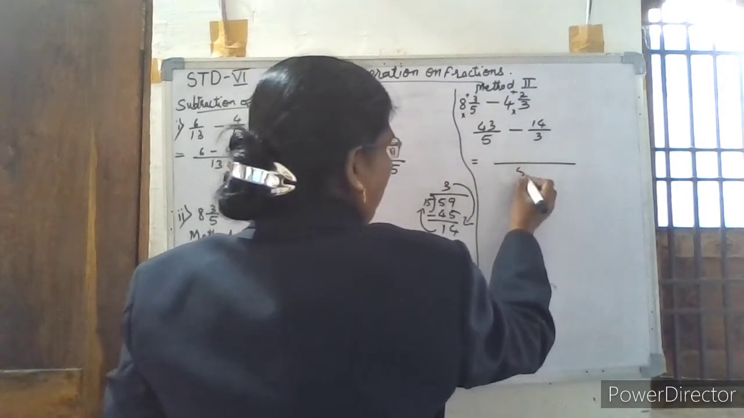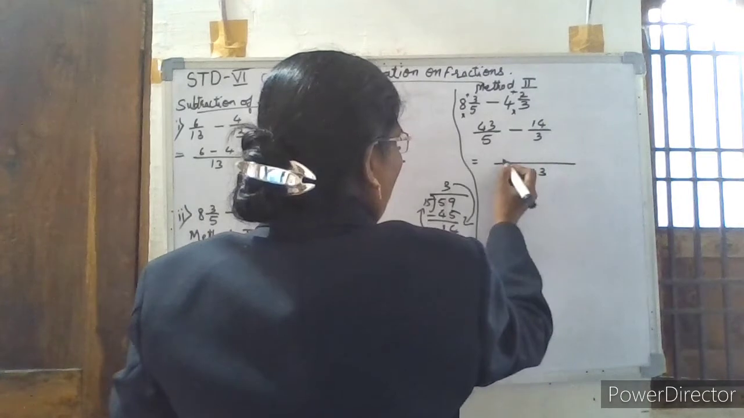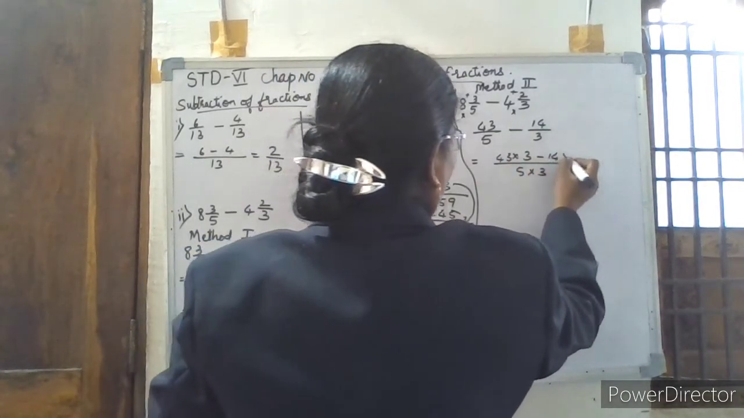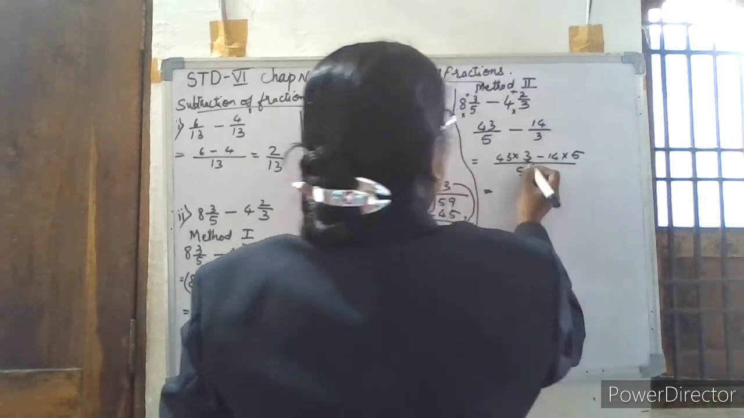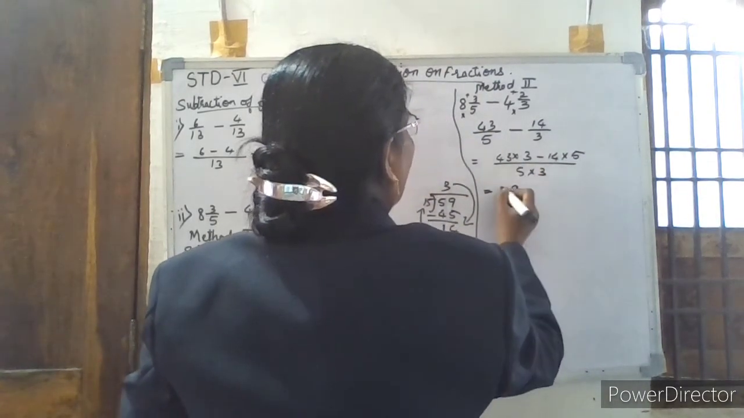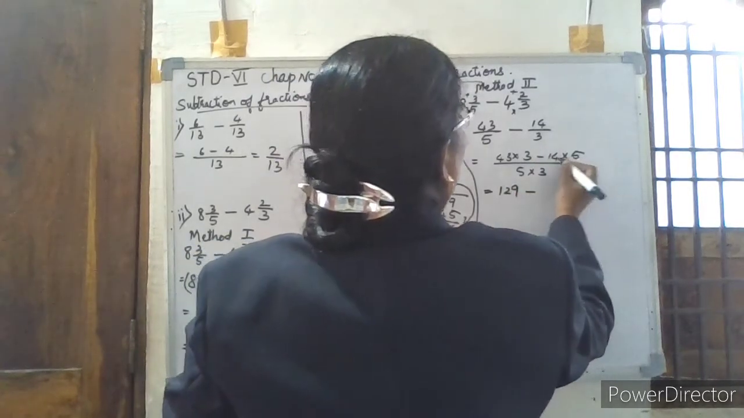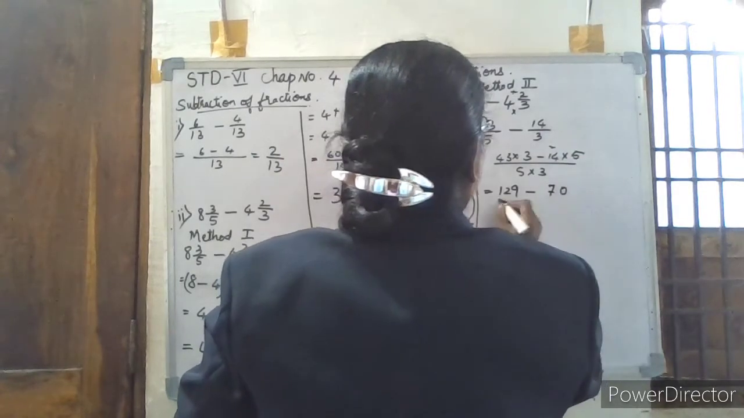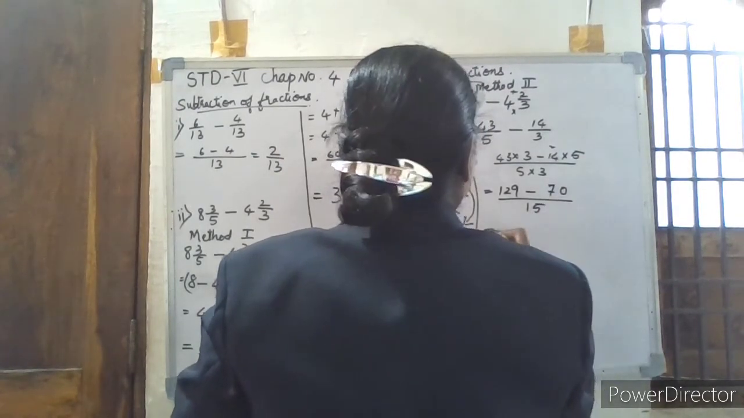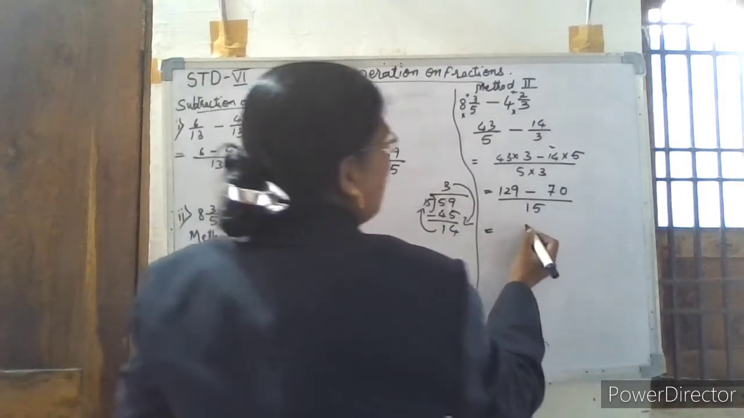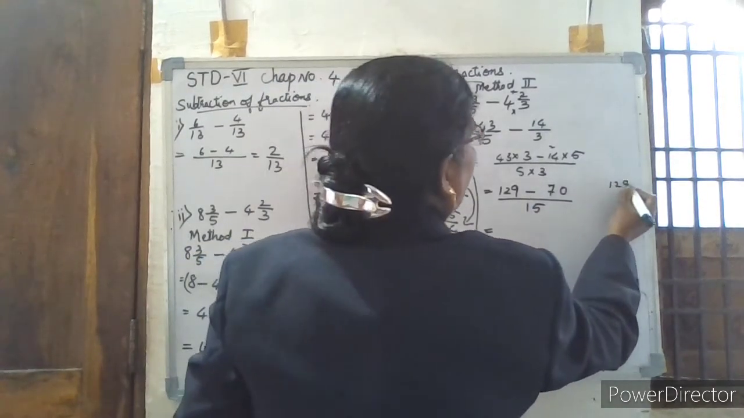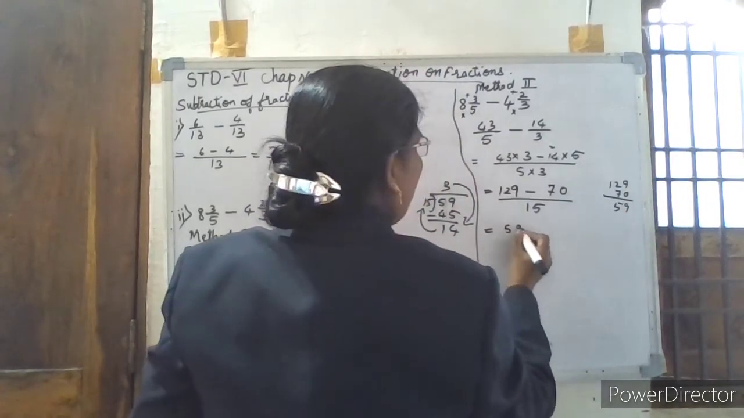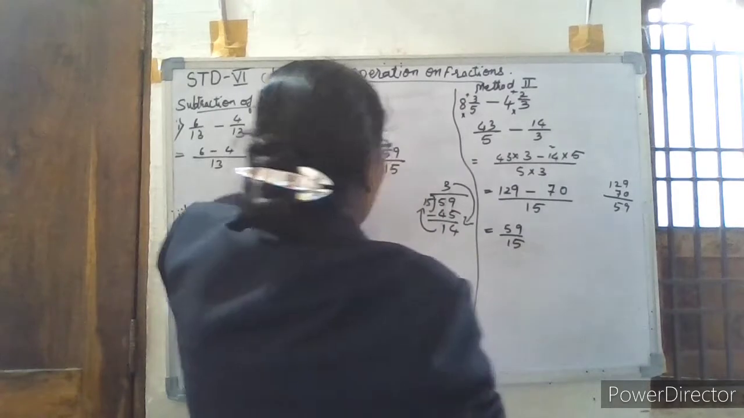Denominators 5 into 3, then 43 into 3 minus 14 into 5. So it is equal to 3 3 is 9, 3 4 is 12, 129 minus 5 4 is 20, 0 carry 2, 5 1 is 5, 6 7 by 3 5 is 15. Now we get 129 minus 70, 59, and this is 15. 59 by 15. We had got here also 59 by 15.